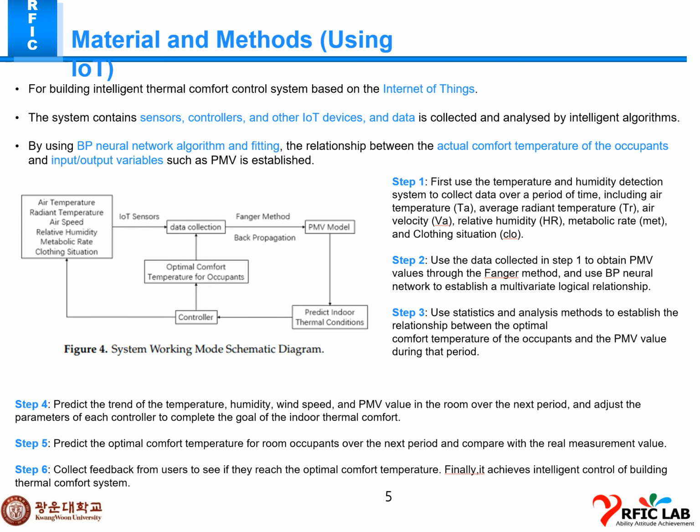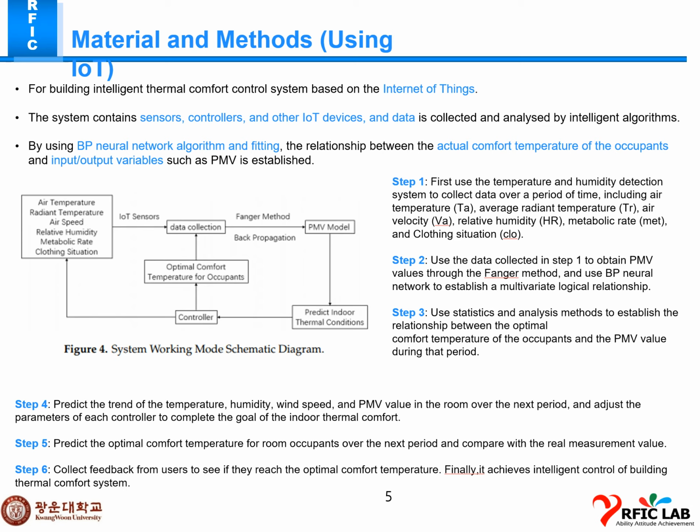It is the predicted mean value. Through the Fanger method and the BP neural network method, an algorithm implemented in Python, a multivariate logical relationship is established. In the third step, statistical and analysis methods are used to establish the relationship between the optimal comfort of the occupant and the predicted mean value.